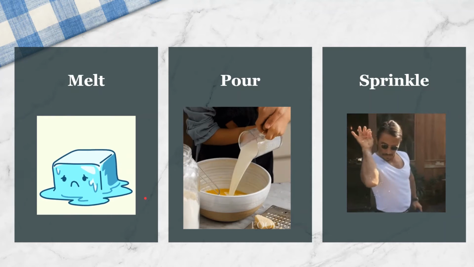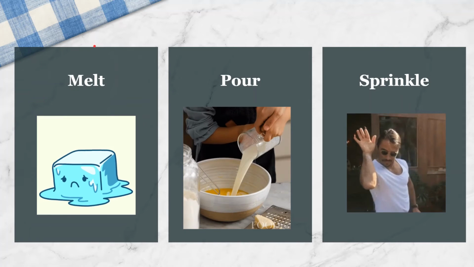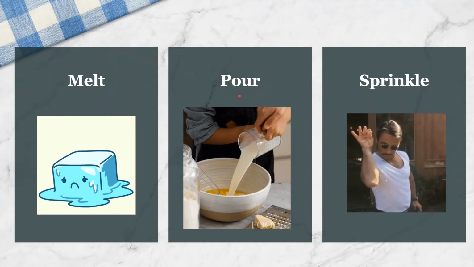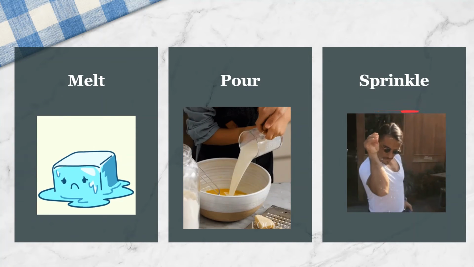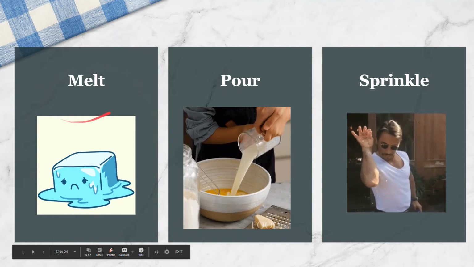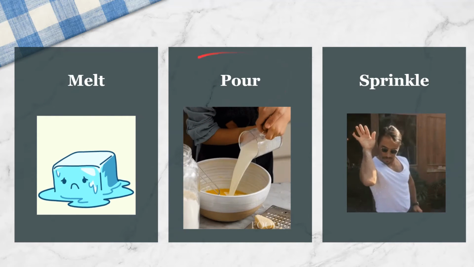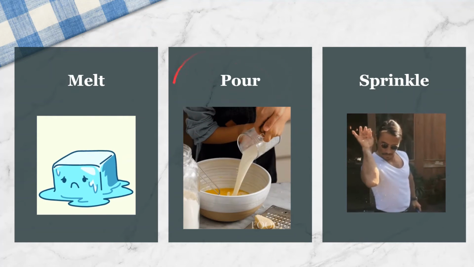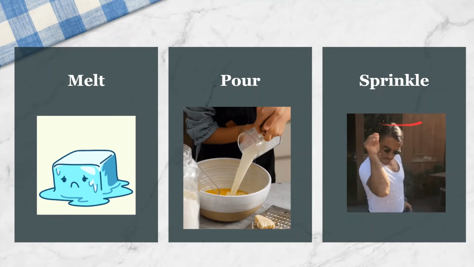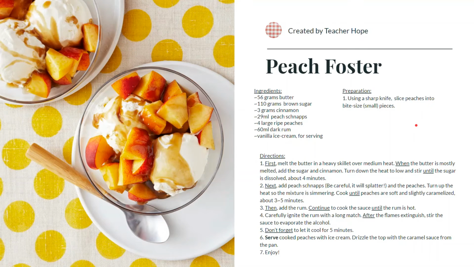Here are some other words that are very common in recipes. Melt, pour, sprinkle. You can see the actions here. Melt butter on low heat. Pour the milk into the bowl. Sprinkle salt over the meat.